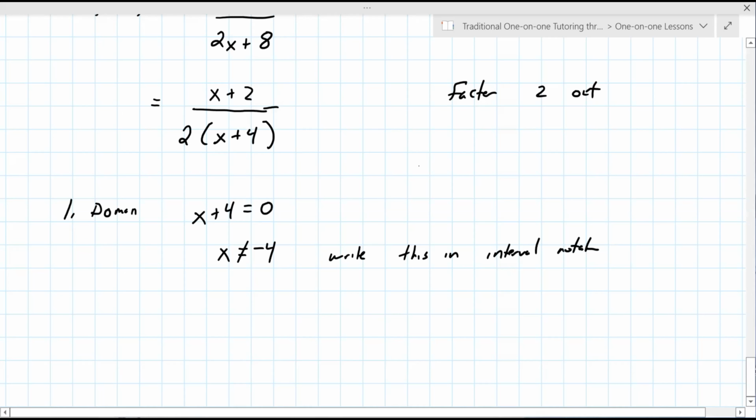So notice this. Let's just say you set 2x plus 8 equal to 0, and you solved for x. You're going to subtract 8 from both sides. Then you're going to divide by 2. Do you get the same answer? Yes, but it's better to factor first. There are going to be advantages later on if you do it this way.